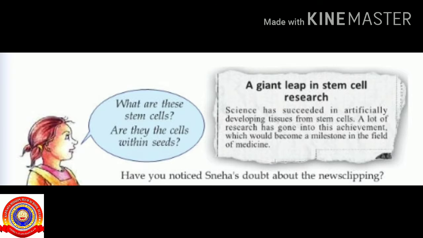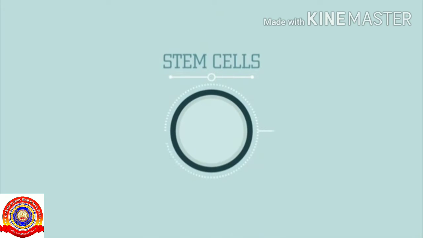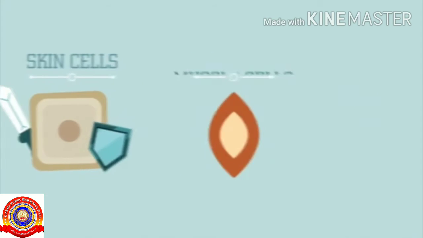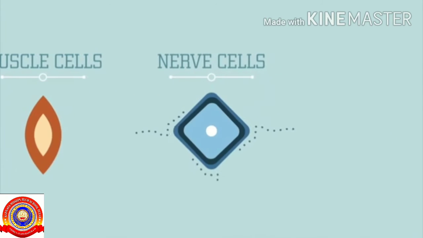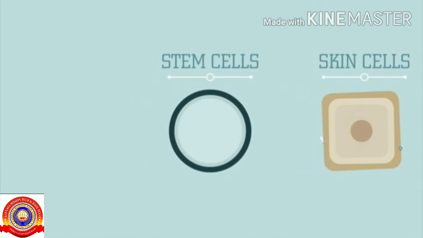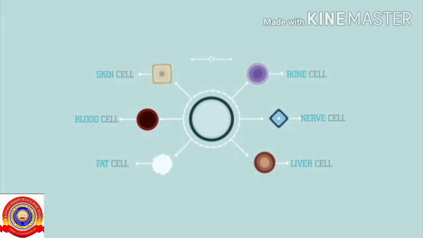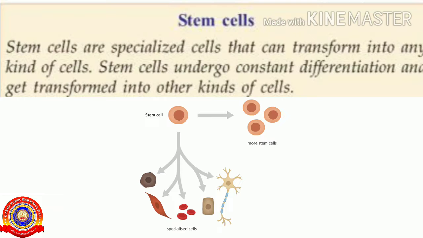Let's watch the video. Stem cells are cells that are undifferentiated, meaning that they do not have a specific job or function. Skin cells protect the body, muscle cells contract, and nerve cells send signals. The stem cells do not have any specific structure or functions. Stem cells have the potential to become all other kinds of cells in the body. The stem cells are specialized cells that can transform into any kind of cells.